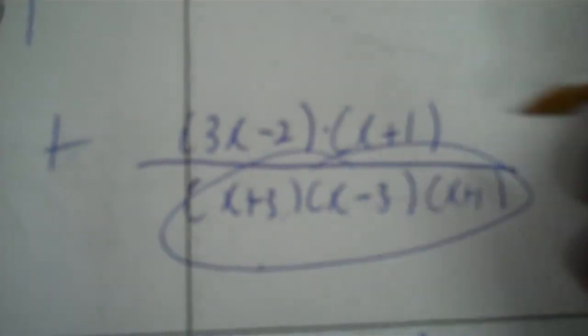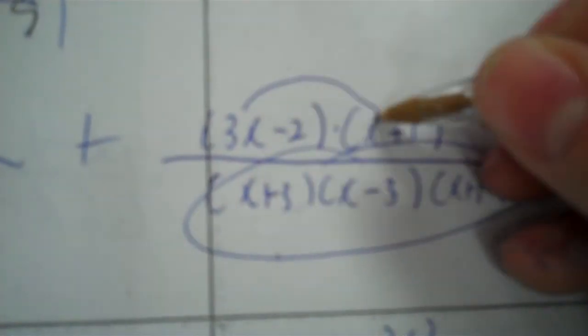Okay, now in the second one, multiply 3x to 1x, 3x to 1, negative 2 to 1x, and negative 2 times 1. Okay, 3x squared, 3x, negative 2x, negative 2. You combine the x's, that makes 1x. So 3x squared plus 1x minus 2.